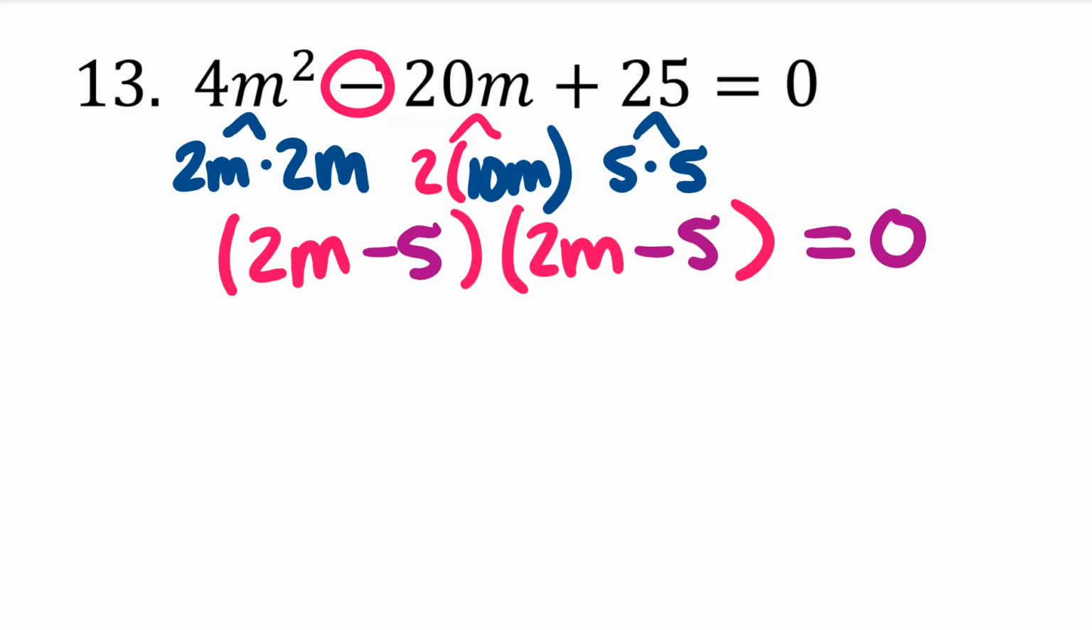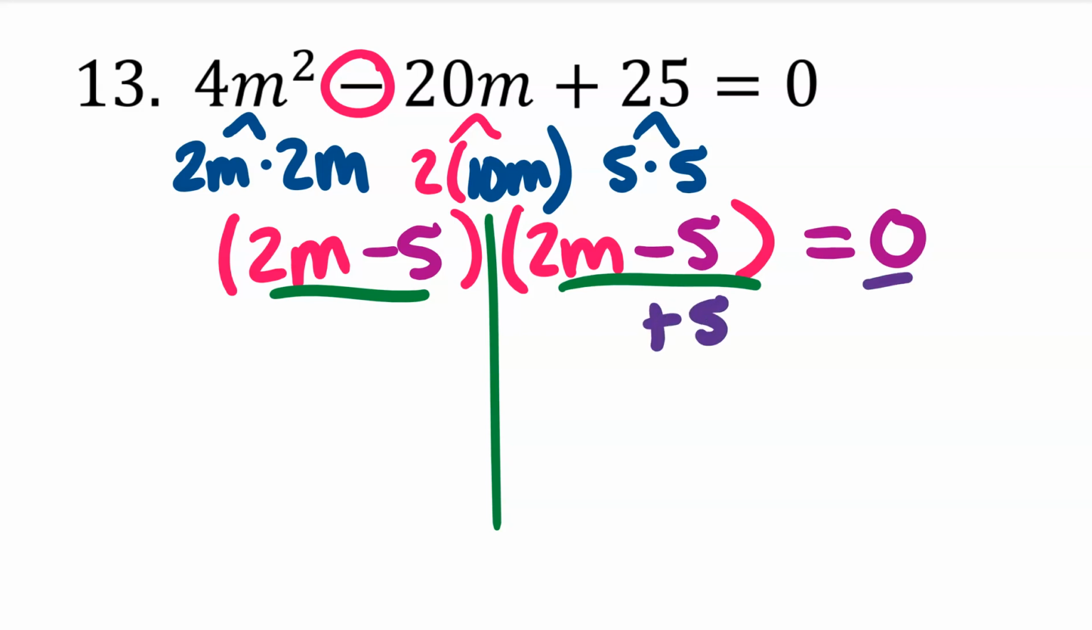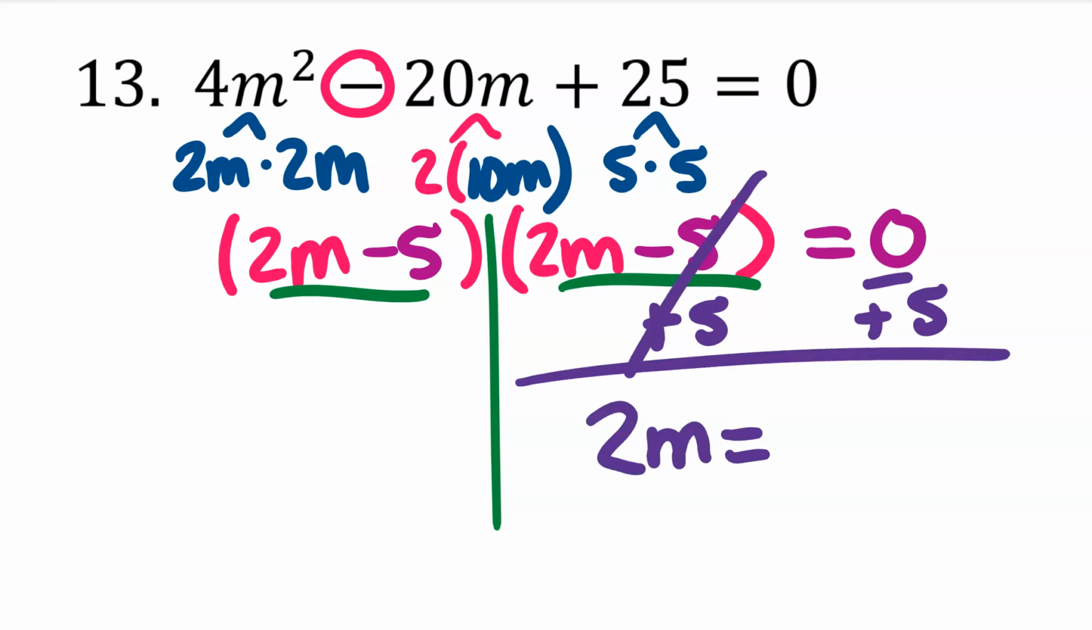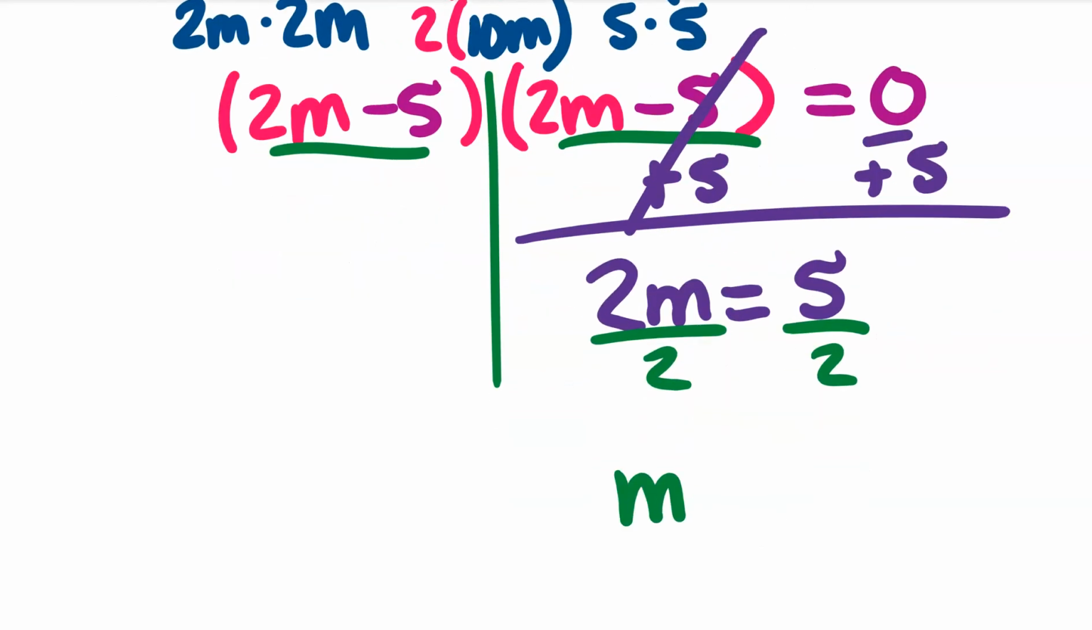Now, you technically only have one zero because these guys are the exact same. So you really only have to do the math on one of them. I'm going to do the math on the one on the right because I already see the equals 0 right here. So I'm going to add 5 on each side. So I get 2m equals 5. I'm going to divide by 2, and I'm going to get m equals 5 over 2.